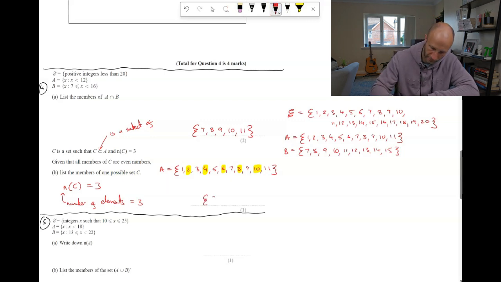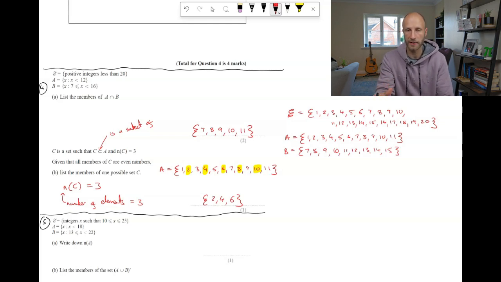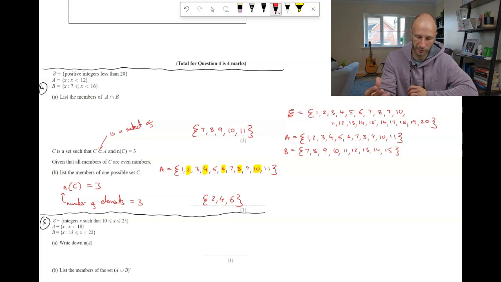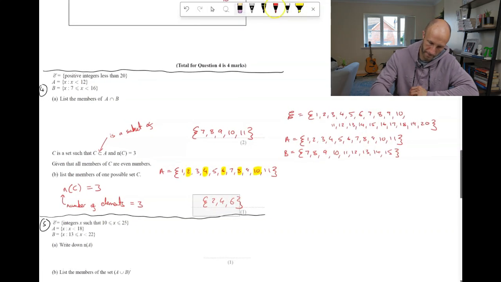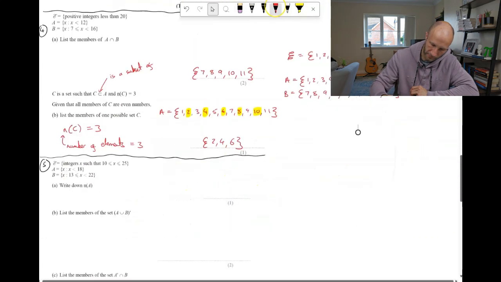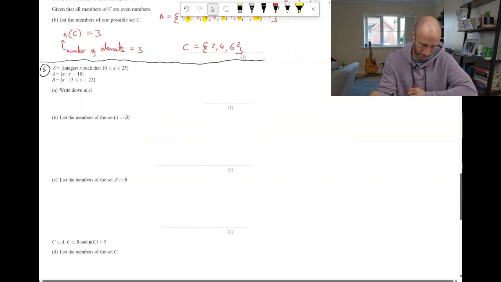So we could just have 2, 4, and 6. You could have something like 2, 4, and 8, or 2, 4, and 10, or 4, 6, and 10. Any 3 of those even numbers that are a part of A, you can take, because C is a subset of A, which means that C is a smaller part of A. So C would be equal to this, for example, but there are other answers you could have.